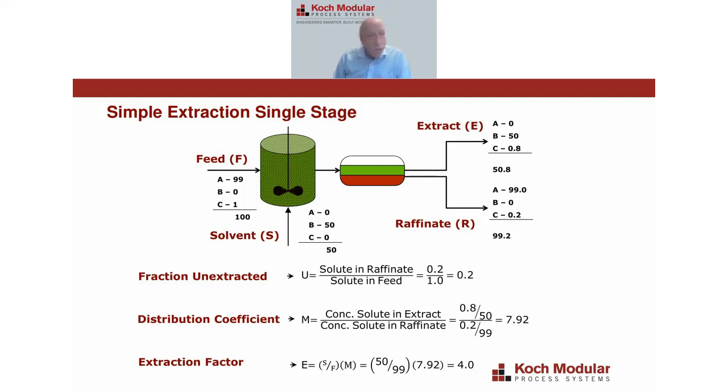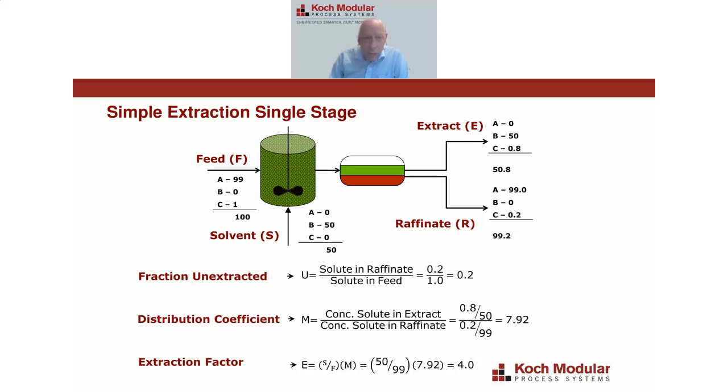You want to mix those two immiscible liquids together. And while you're mixing them, you want to effect a mass transfer of that solute from one liquid phase into the other liquid phase. Then you want to separate the two phases. When you do the separation, you get what we call an extract phase. That's the solvent that's now picked up the solute. And then a raffinate phase, and that is the original feed that's given up the solute.